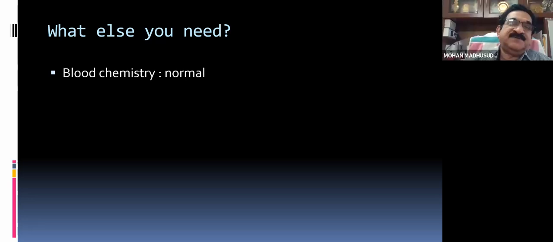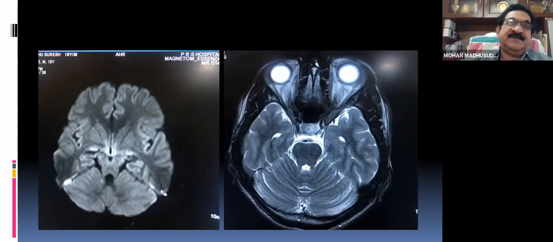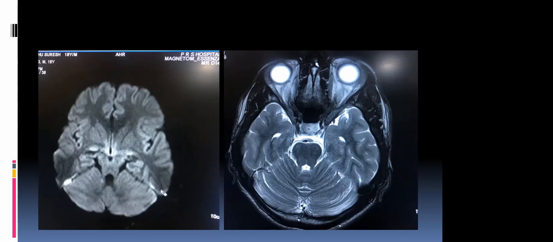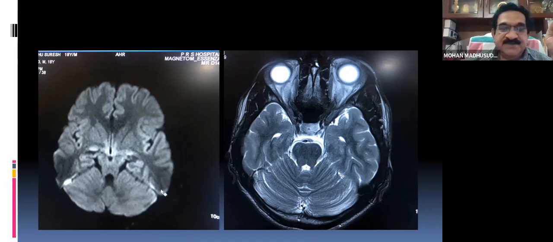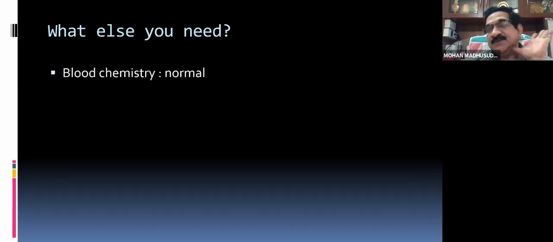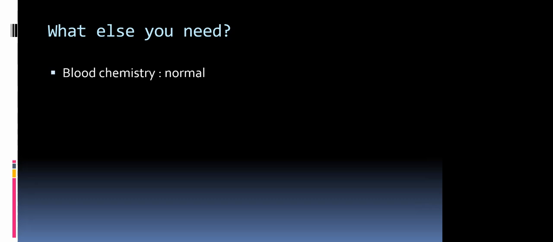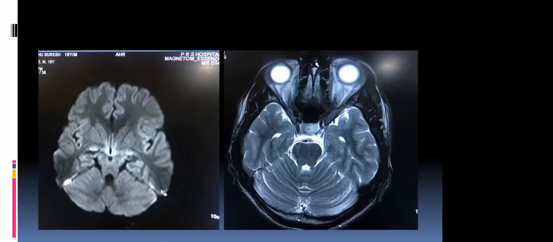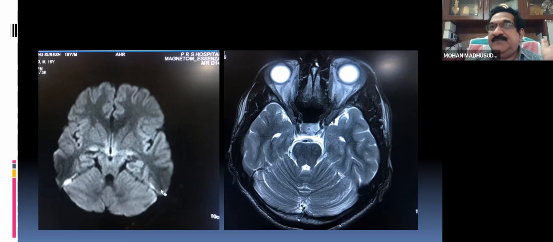Okay, so blood chemistry was normal. The imaging was done. This is the imaging. Any polycythemia, sir, in the blood report? No, blood chemistry was normal. I showed the blood chemistry, everything was normal. Hemoglobin, those things, all normal. And so the subsequent investigation later on, the way I went, I'm showing you. So the MRI was done. These MRI pictures, one by one.